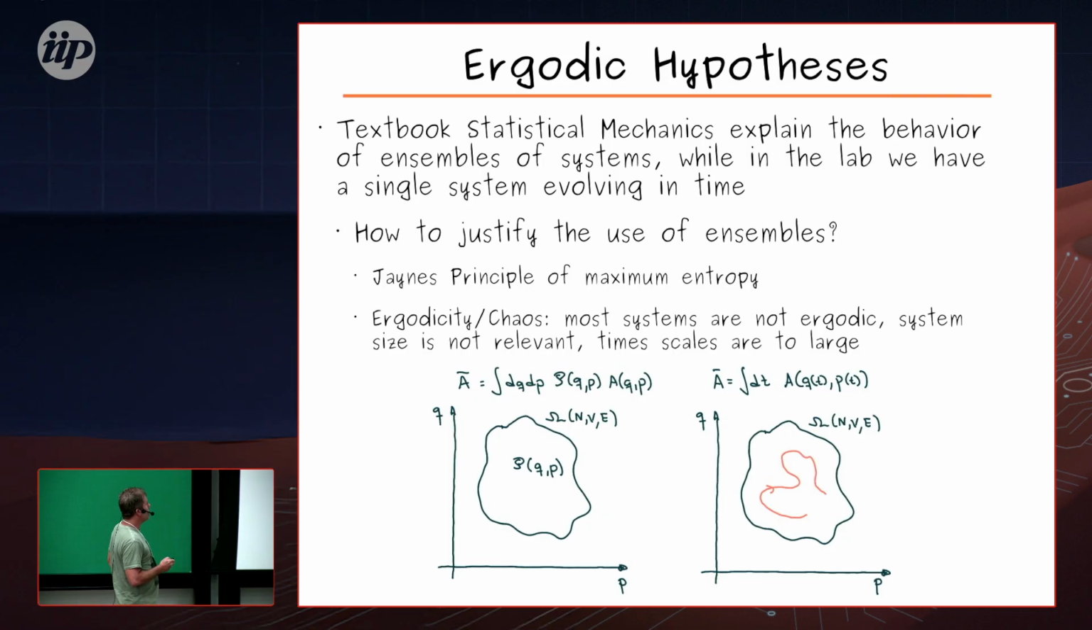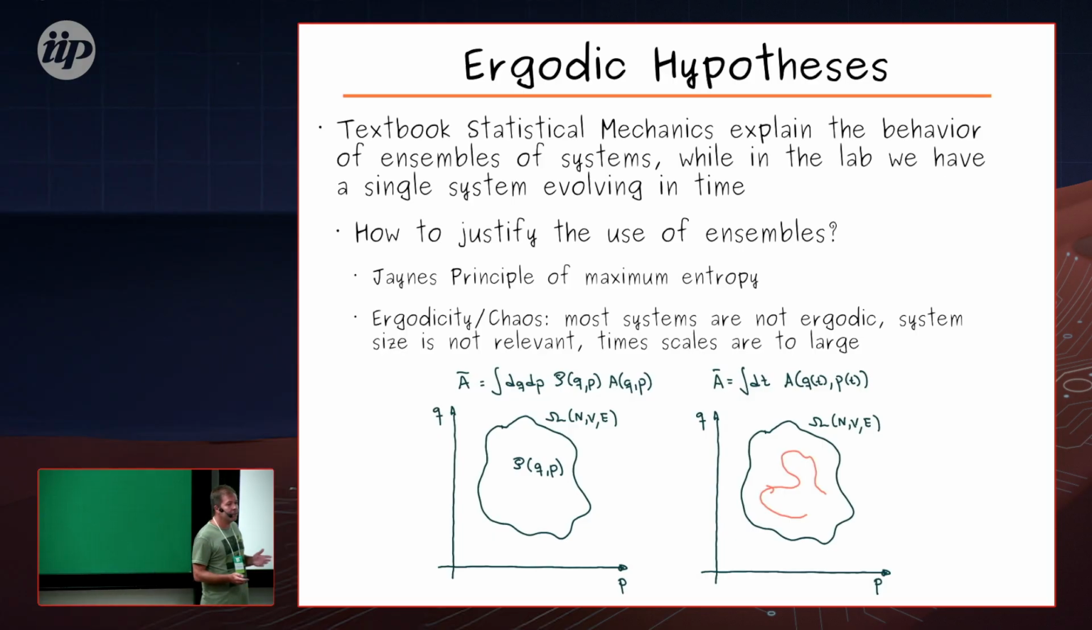And there are many ways to do that. One is Jaynes' principle, where I just take the probability distribution that maximizes my entropy, or ignorance, if you prefer. I can also talk about ergodicity and chaos, which say that the dynamics is such that I fill all these states. So I'm just going all around. That's one characteristic of chaos, not the only one, but one of them. But this has some problems, because most systems are not ergodic. The time scales to do this are large, okay?